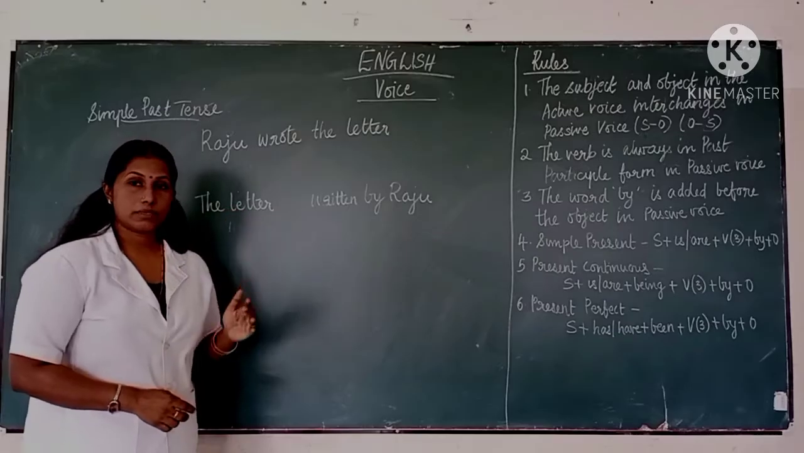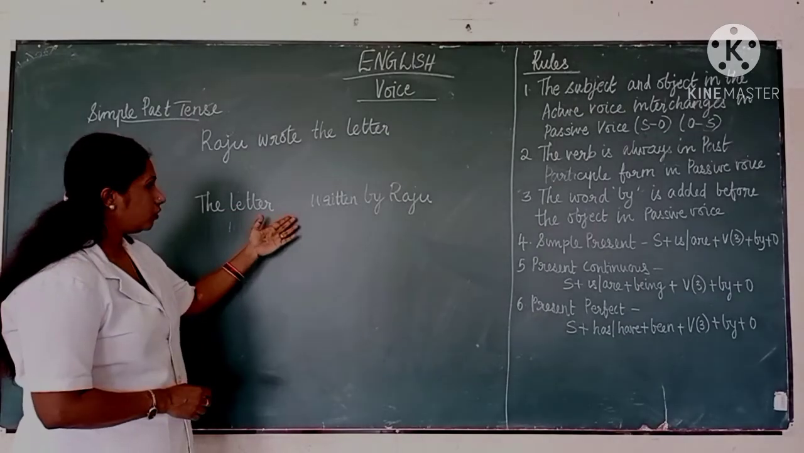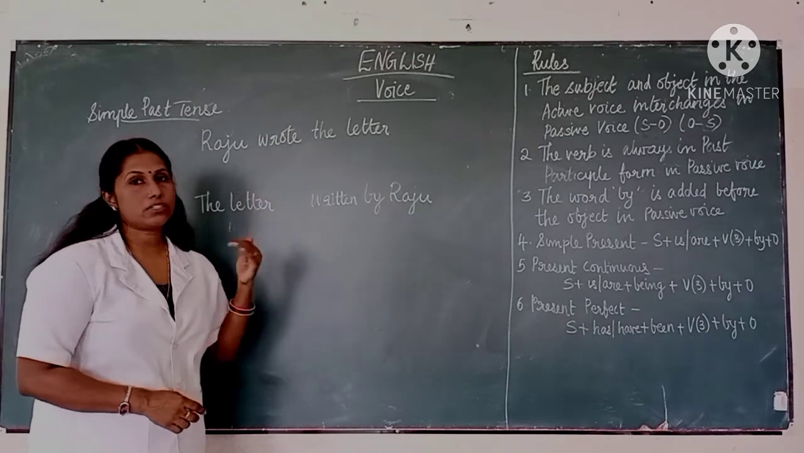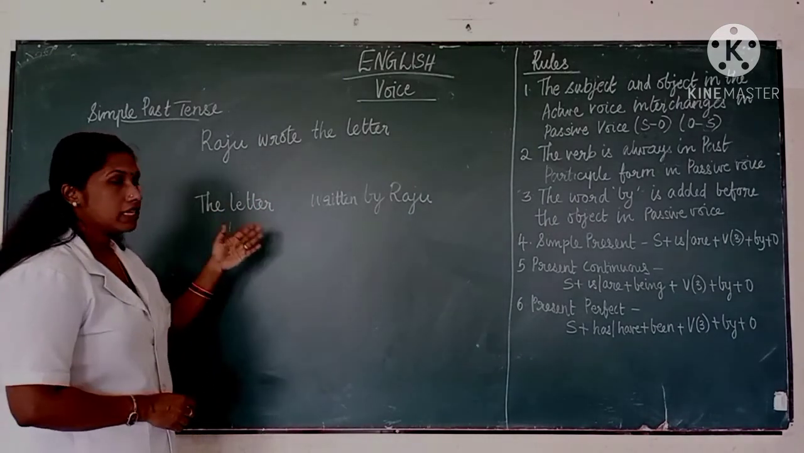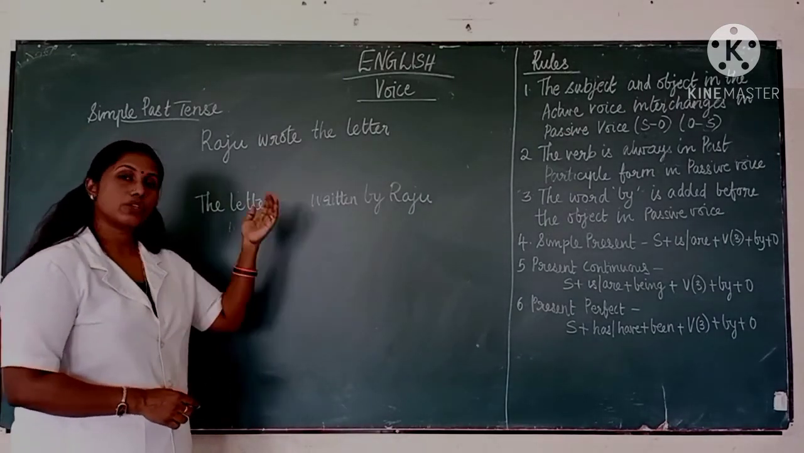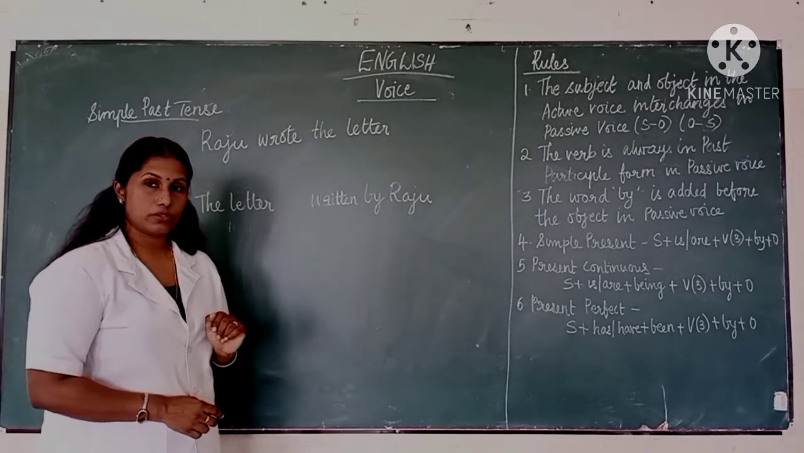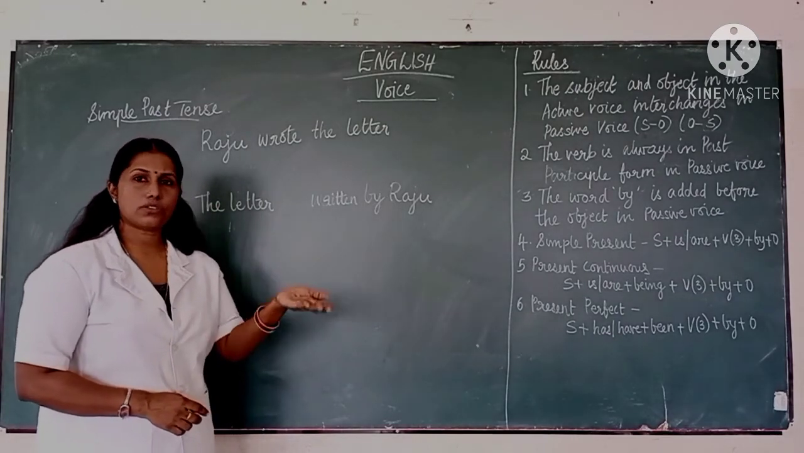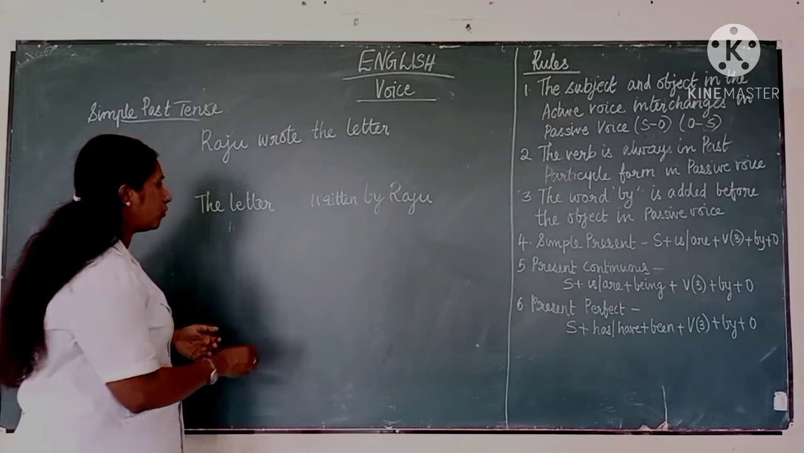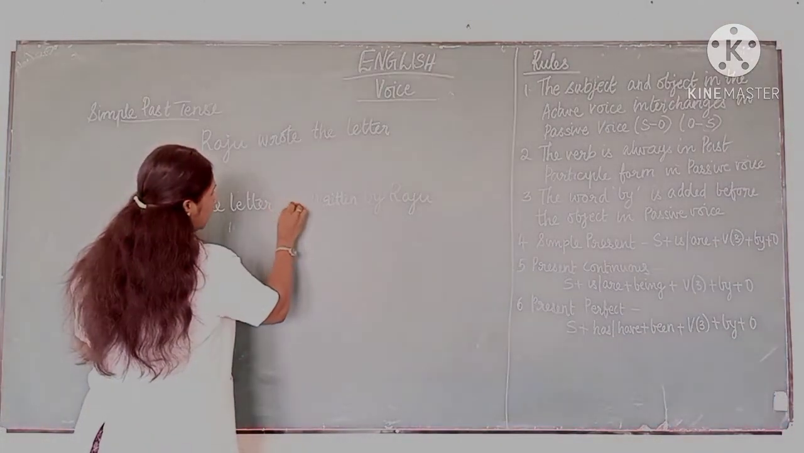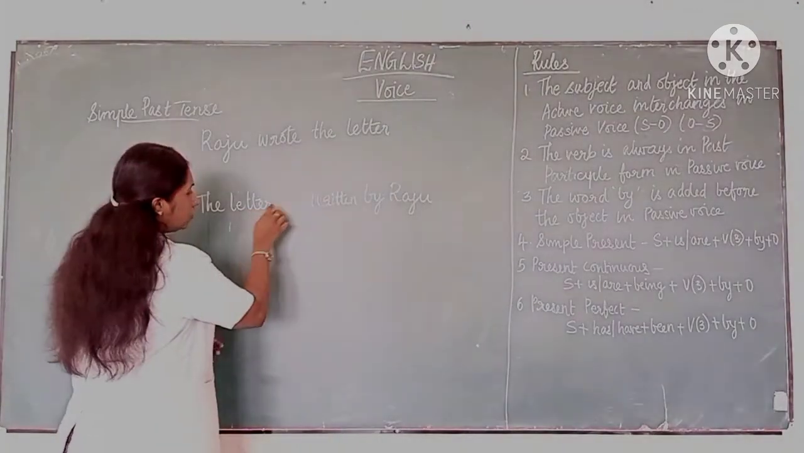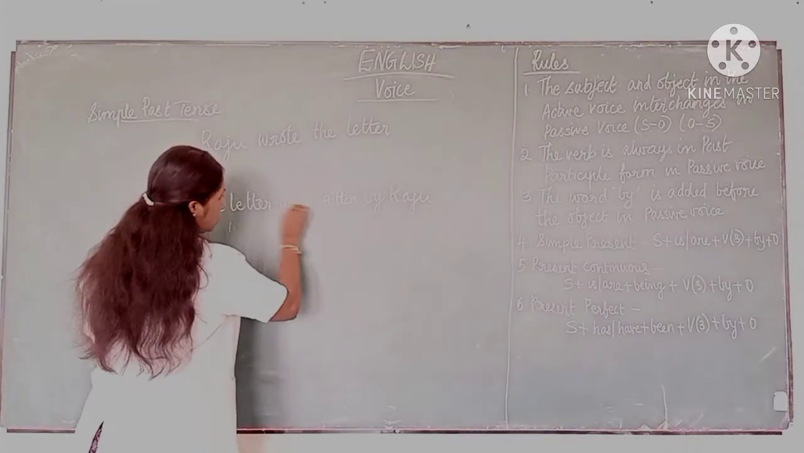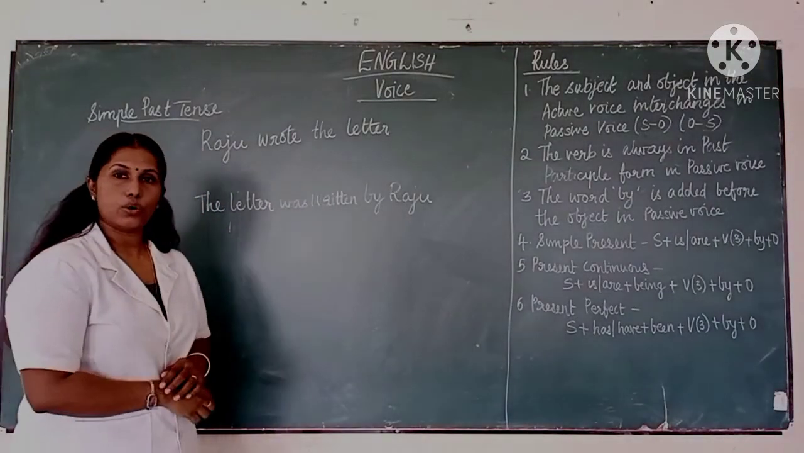Okay. In the simple present tense, what are we using over here? It is or are. So in the past tense, what will we be using? The past tense of is or are, which is was or were. Since it is singular, we will add was. If it is plural, we will add were.